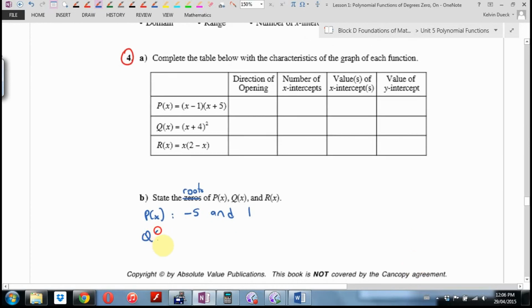What are the roots? What are the zeros for q of x? -4. Now, we called that a double root. It kisses right there.